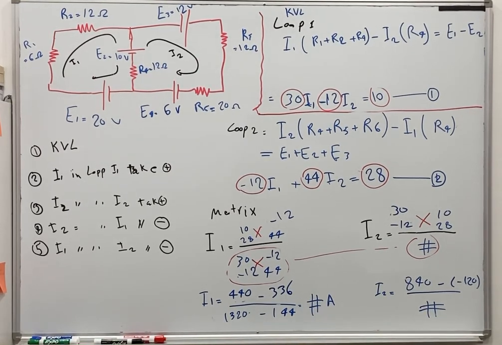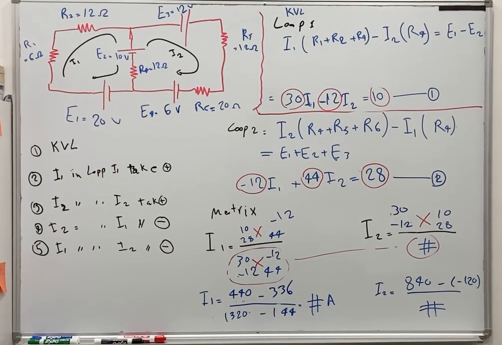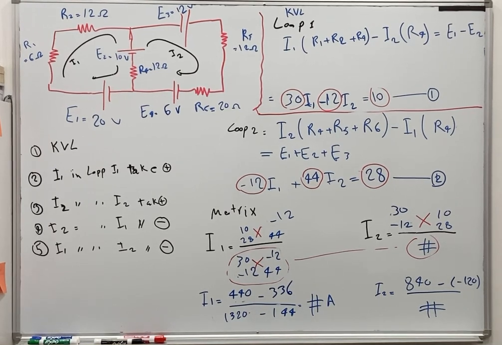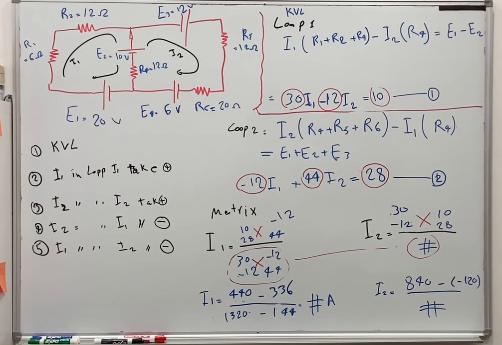Okay. If you want to be good in mesh, you have to remember these things. First, you use it whenever you couldn't use any other approach. Second, you need to know how to do the KVL for each circuit. Then you have to know how many loops are in the circuit that you have.